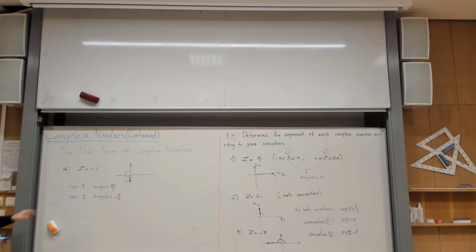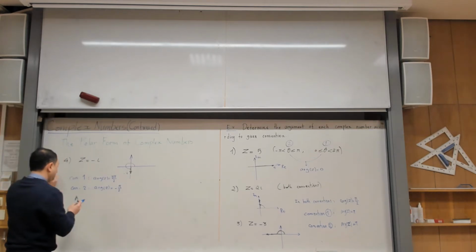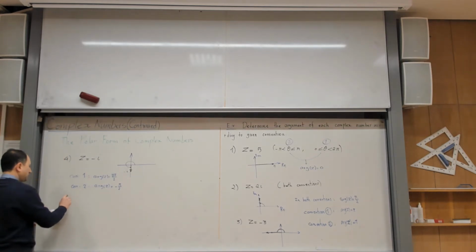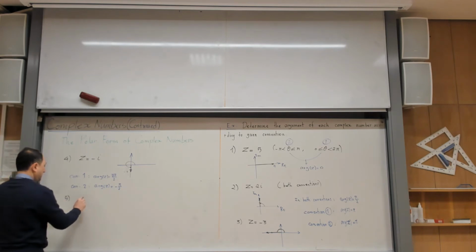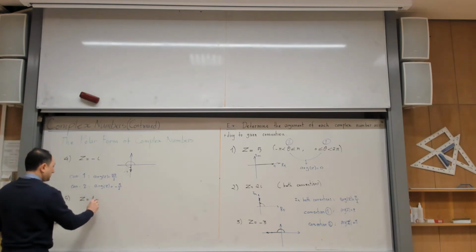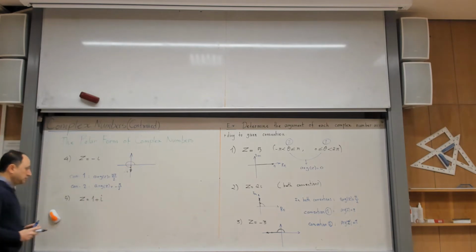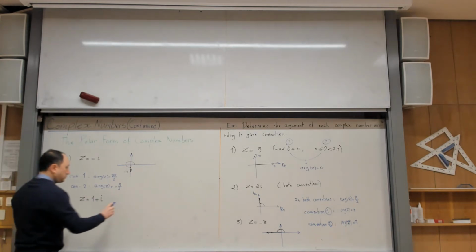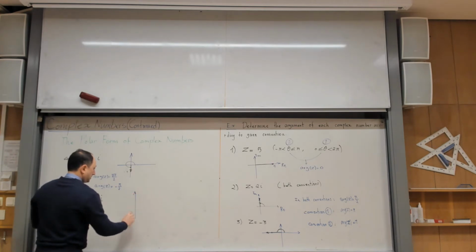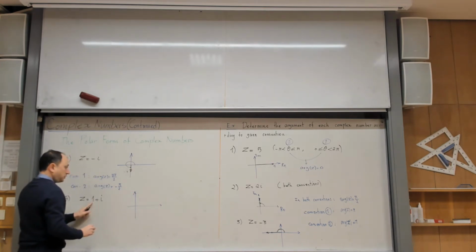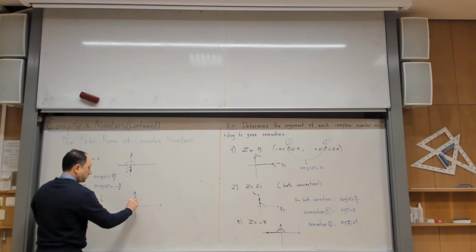Yes? Okay, now let me give you another one. Number 5, what happens, I have this scenario, for example, z is equal to 1 plus i. So first you need to locate this point again. So the real part is 1, the imaginary part is also 1. So this is the point that you have to locate, and then this is the vector. And this is your angle.